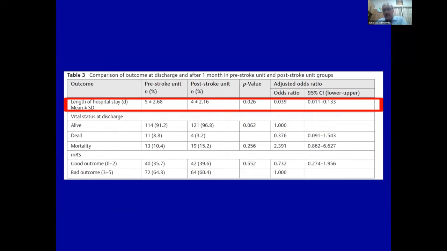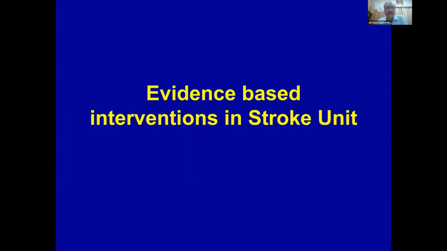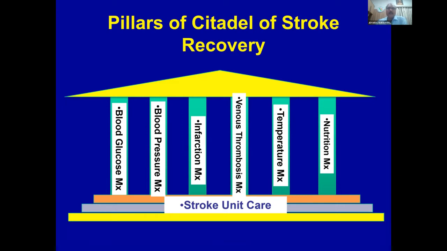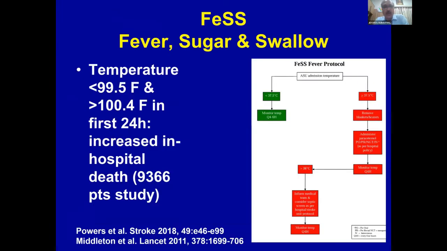So in the stroke unit, what are the evidence-based interventions? These are the typical pillars of stroke care. One is blood sugar management, BP management, management of acute infarction, prevention of deep vein thrombosis, temperature management, and nutrition, and all come under stroke unit care, including thrombolysis and endovascular therapy. So FeSS, this is fever, sugar, and swallow assessment. This is very important. This was tested in the QASC trial. I'll just talk to you about it.